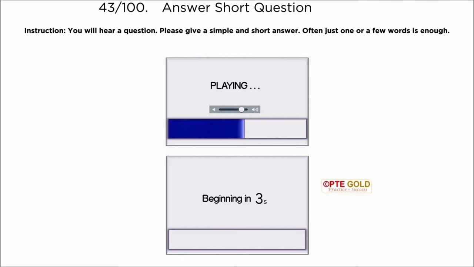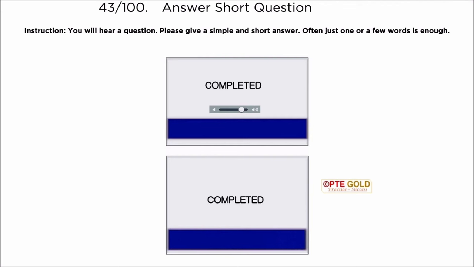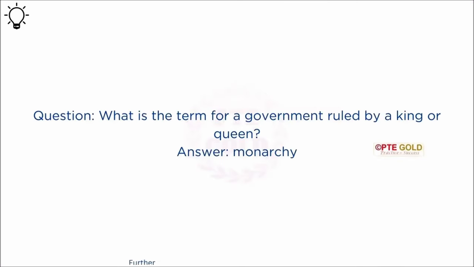What is the term for a government ruled by a king or queen? Monarchy.